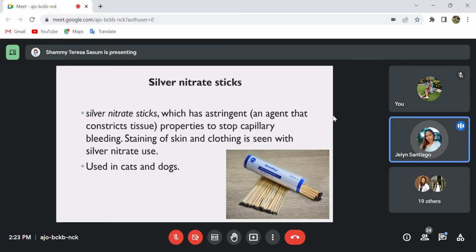First is silver nitrate stick, which has astringent, an agent that constricts tissue, properties to stop capillary bleeding. Silver nitrate is a medication used for cauterization, a process of burning of the skin to stop bleeding or prevent a wound from becoming infected. It is also used to remove granulation tissue like yung mga pink or lumpy tissue over a healing wound, or yung mga warts sa skin. It is used in cats and dogs.